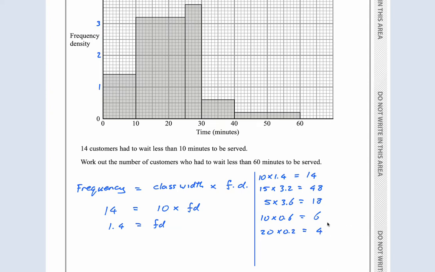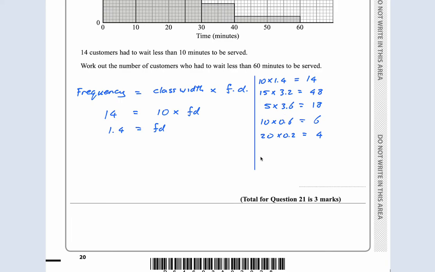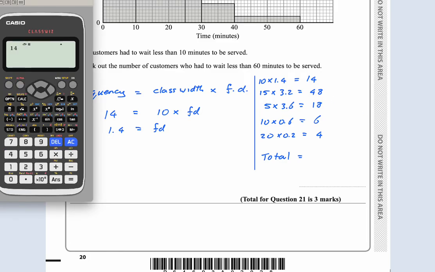Now the total is all of these added together. Just add them up, guys. Use your calculator if you need to. 14 plus 48 plus 18 plus 6 plus 4 is equal to 90. Okay.